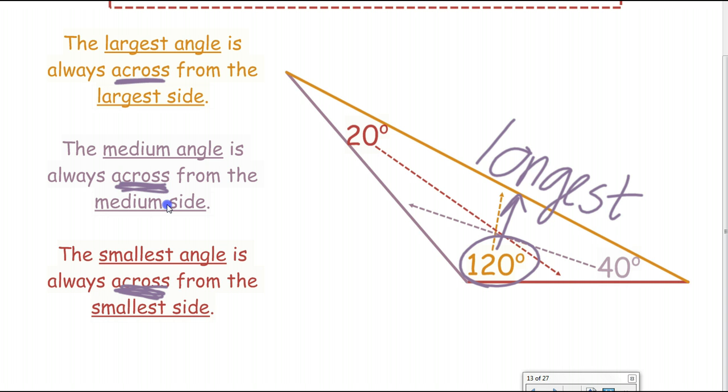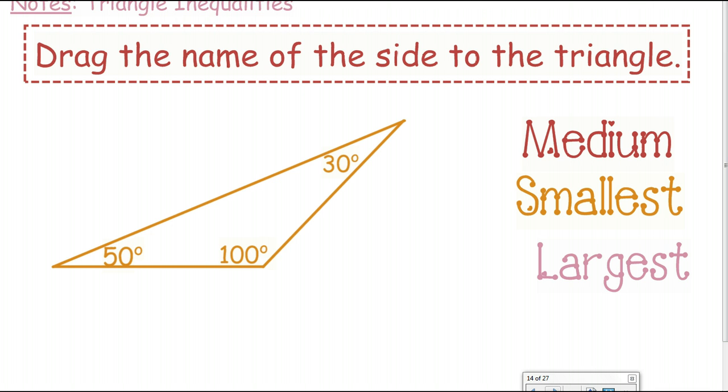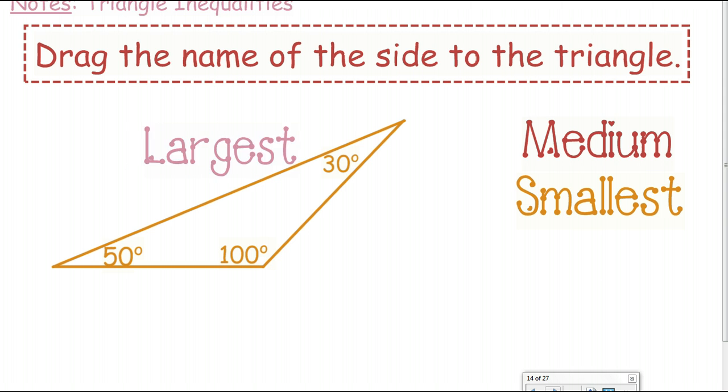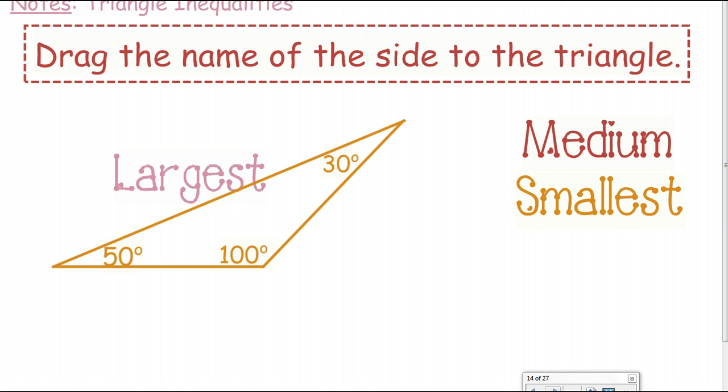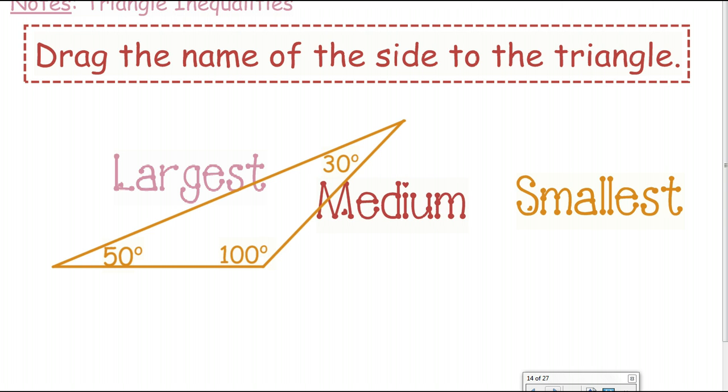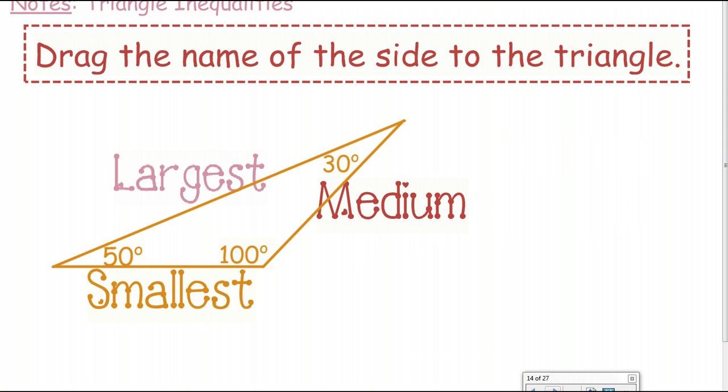I'm going to move on. This is way too obvious. Where's the largest side? Across from the hundreds angle. So you have to go across, and that's my largest side. Medium side. Across from the 50. And the smallest side would be left over.